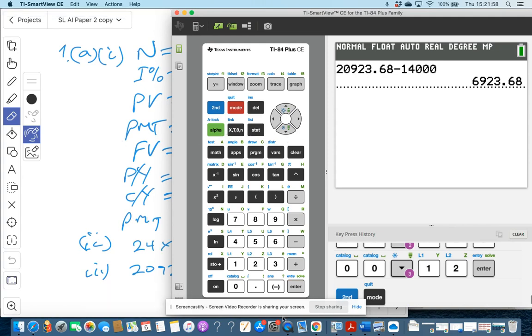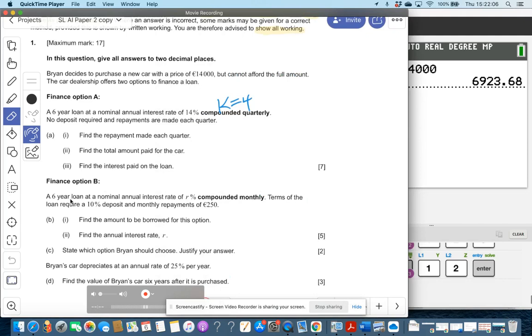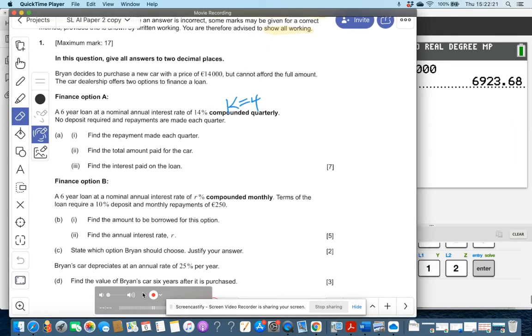All right, part B of the question is actually finance option B. We have a 6-year loan now. It was 6 years before, but we're going to have our interest compounded monthly. So this question, again, the number of compounding periods per year is going to be 12, okay, for months.